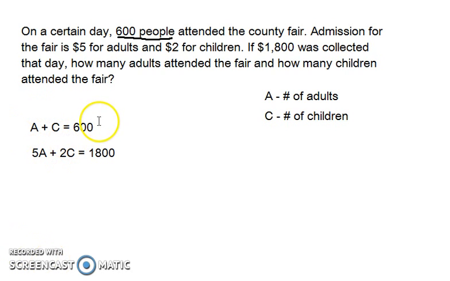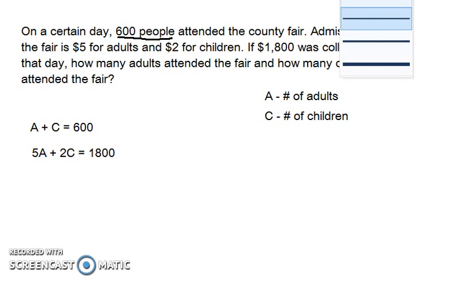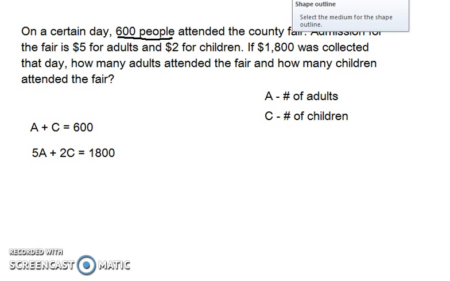Now, to solve this, there's two different ways to solve systems of equations. And one way is substitution. You solve for one of these variables, like for instance, you would take the first equation, subtract C from both sides, and you get A equals 600 minus C.